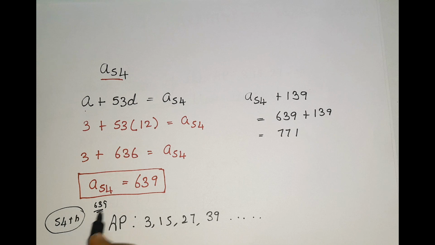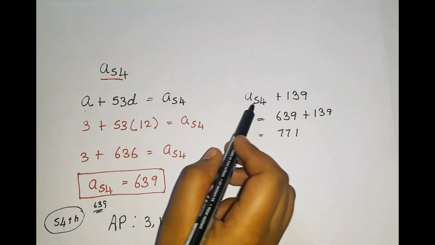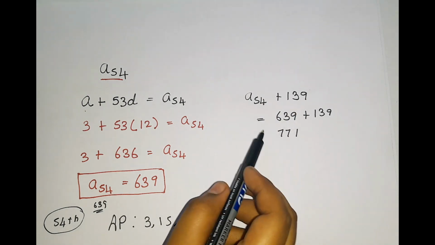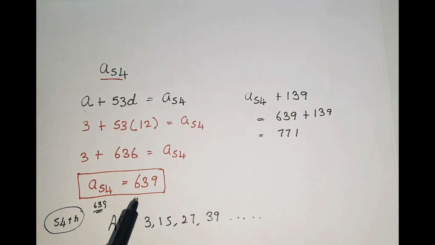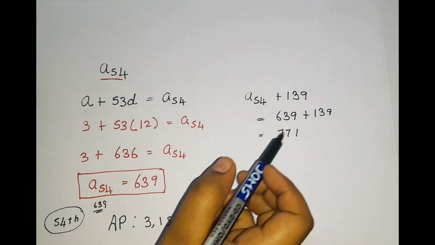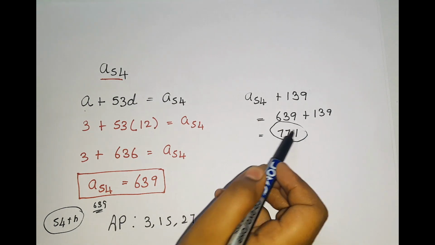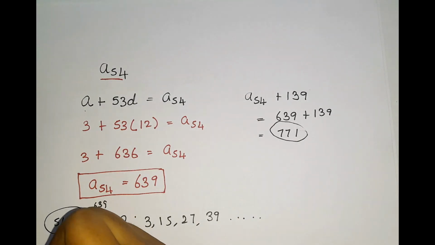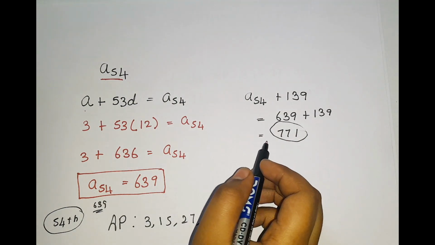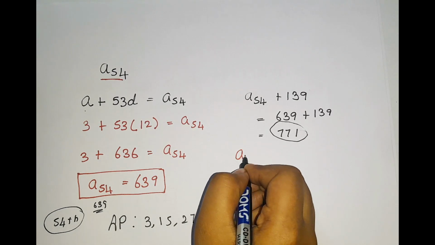Okay guys, so now we got the 54th term. You might be wondering, after adding 54th term plus 132, 639, we got a value that is 771. Okay, so what is the use of this value? Do you know in which term we'll get this 771? No, right, we don't know in which term we'll get 771. Since we don't know, let us take it as an.